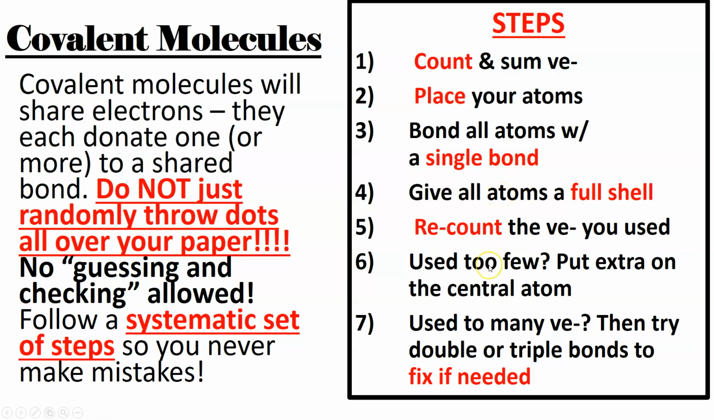And if I didn't use enough, then I'm going to put the extras on the center atom. That's typically where the extras will go. If I recount and I've used too many electrons, right? Because step 1 tells me how many I'm allowed to use. Step 4 was how many I wished I could have. So if I used too many in step 4, then I'm going to have to start making double and triple bonds to reduce the number of electrons being used. So we kind of draw it a simple way. We check if it works, and then we start fixing things systematically.